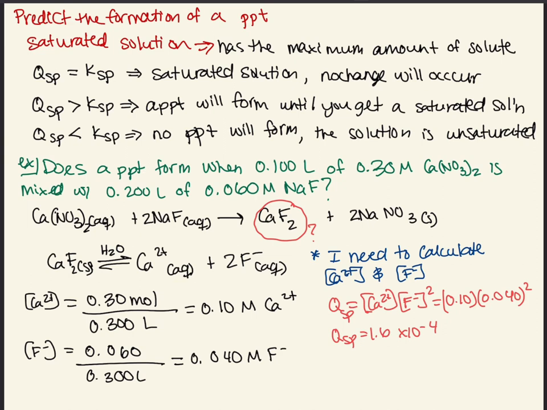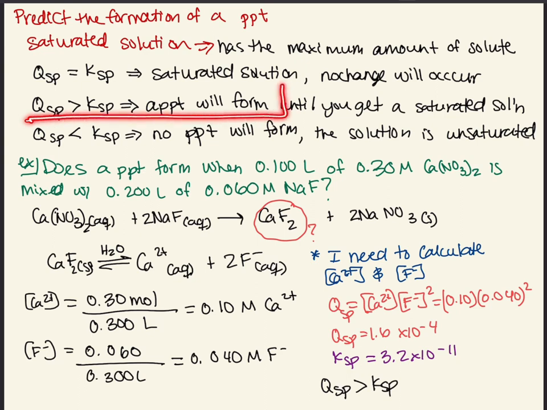I can go to my book and look up the value for KSP of calcium fluoride. And when I do that, I can see that KSP is 3.2 times 10 to the negative 11. So when I compare the two, QSP is greater than KSP. So when that happens, a precipitate will form.